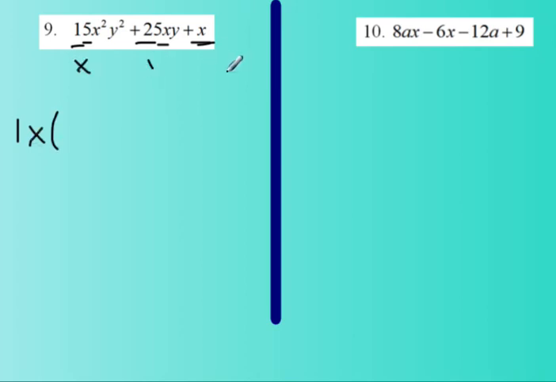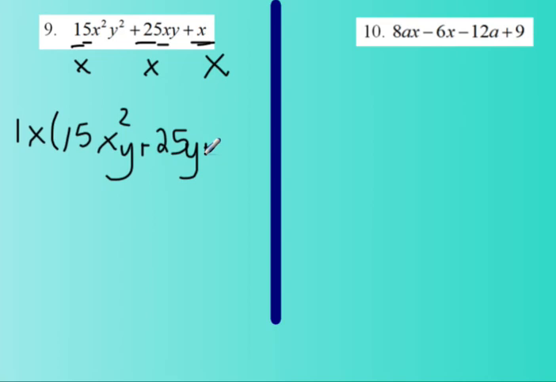So all I can do is divide each of these by x. So 15 is going to stay the same. x squared divided by x to the first is x to the first, and then we're going to keep y squared. So then I'm going to keep the 25. x over x cancels, and then we get y. Now lastly, I have x over x.